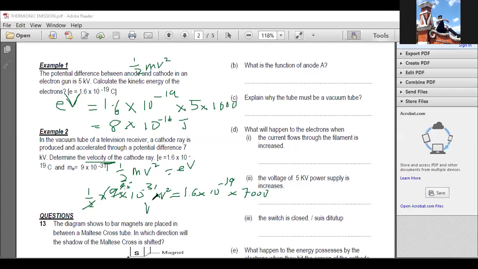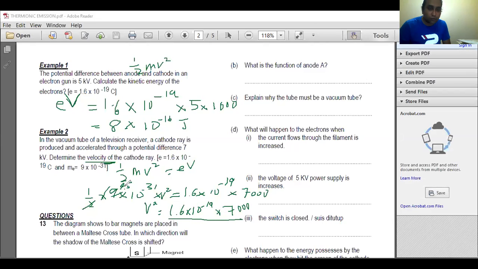Okay. So v square equals to 1.6 times 10 to the power negative 19 times 7,000. And then you have to divide with this 4.5 times 10 to the power negative 31. Everything goes below. When you press divide, make sure there's a bracket here. If there's no bracket, you get a different answer. And then you square root. Remember, this is v squared, so you need to square root.